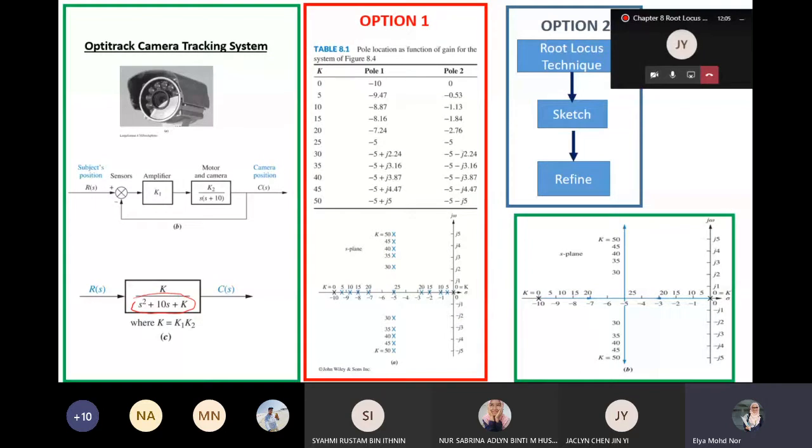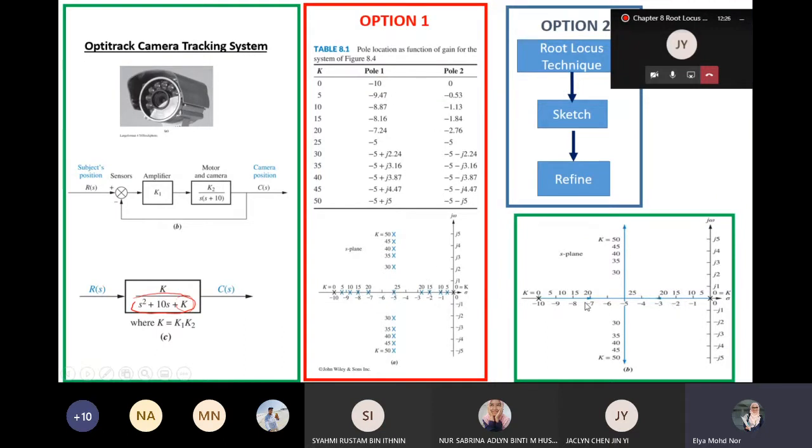So what happens if K is 0? We're going to get minus 10, 0, and then what happens if K is 5, and then K10, K15, K20, and so on. And then next we plot it in the S-plane. Okay, so this is all the plot from table 8.1. Okay, and then finally we find the root locus.